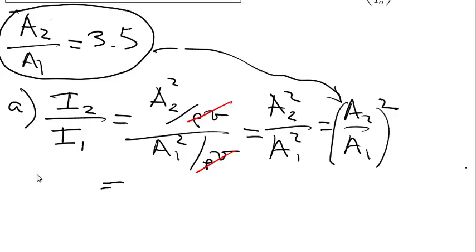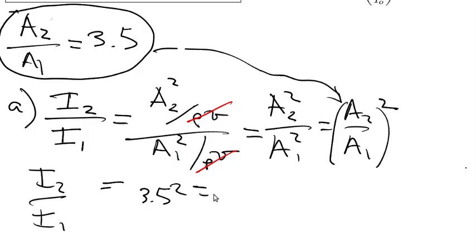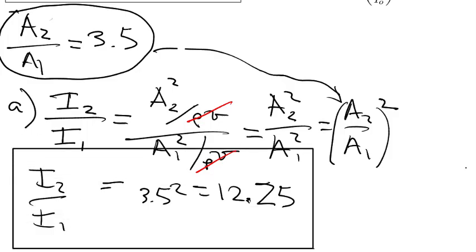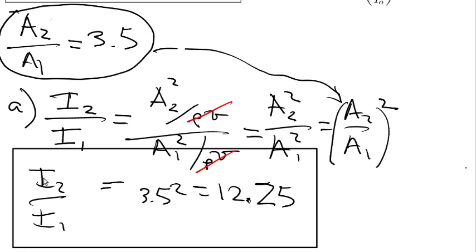Let's do it. I2 over I1 is equal to 3.5 squared, which is equal to 12.25 when you use the calculator. 12.25. And that's it for part A. The intensity level changes by a factor of 12.25.